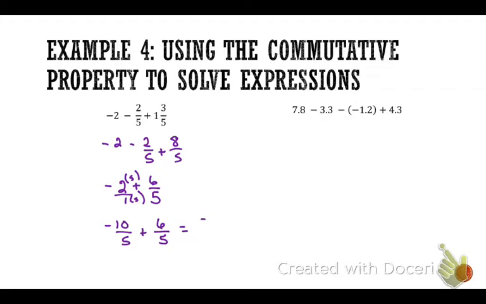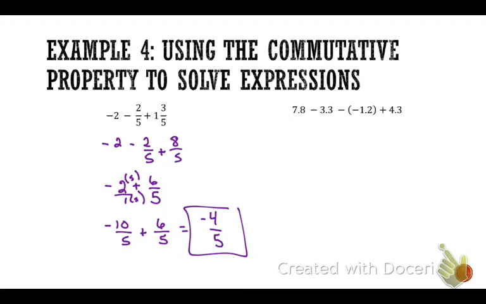Why would I say -4/5? Because the negative 10 is bigger. 10 is bigger. -10 plus 6, guys. -10 has the larger absolute value, so I keep the negative. -4/5.